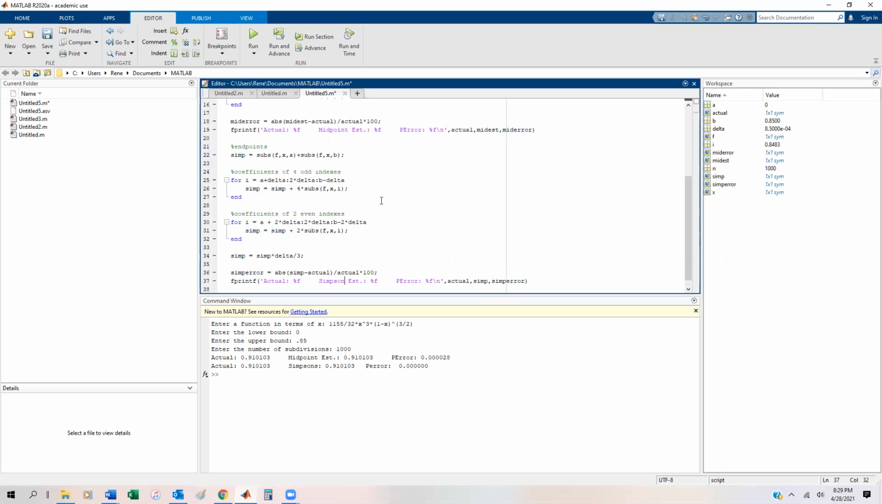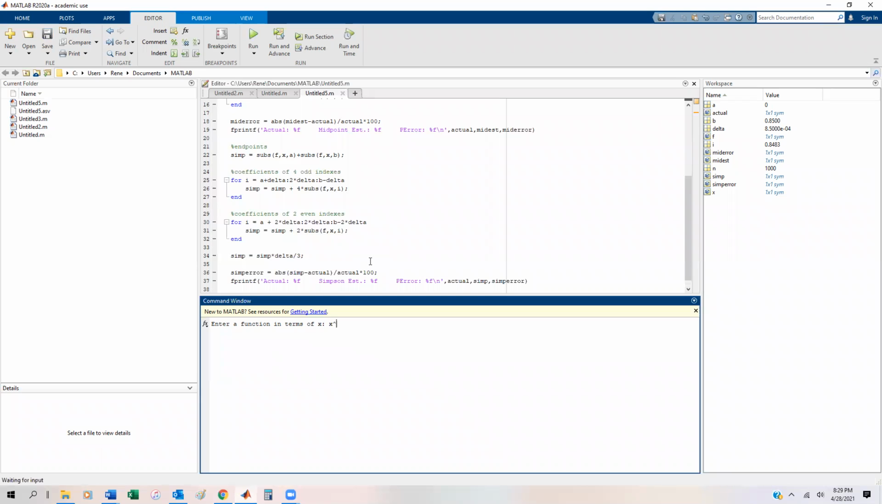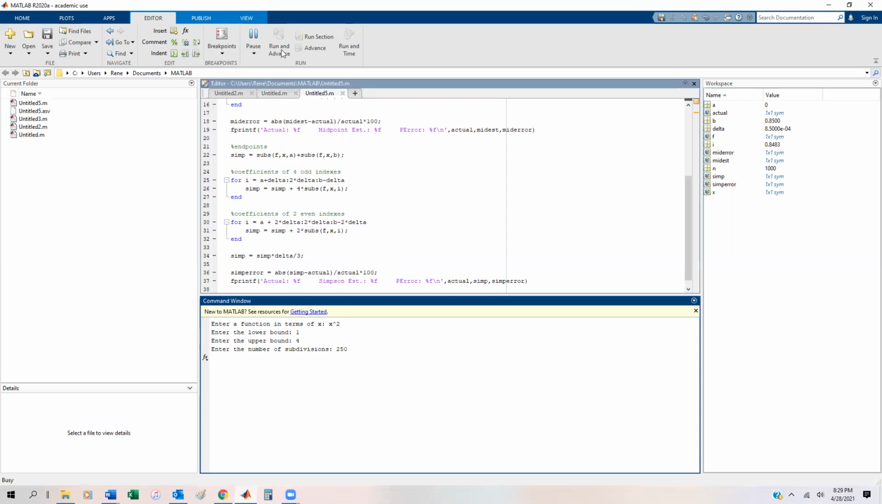All right, so let's give this a whirl. Let's see if it does anything good for us or not. I'm going to run it, and let's just do something really basic. So we get x squared. Let's do from, let's say, 1 to 4. And let's do something like 250 subdivisions. It might take a moment.